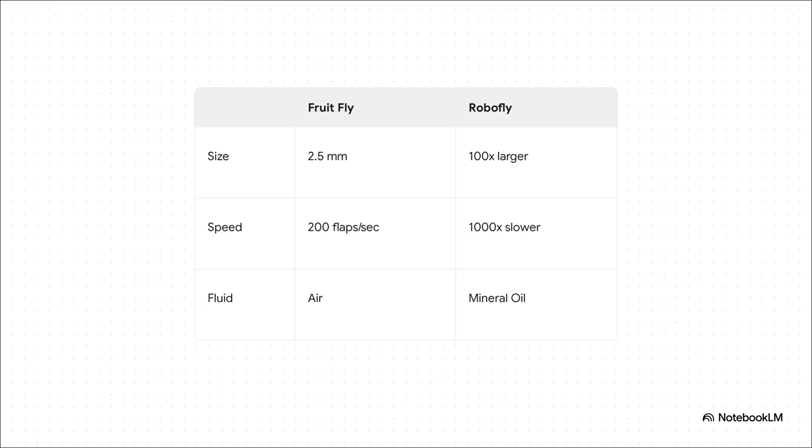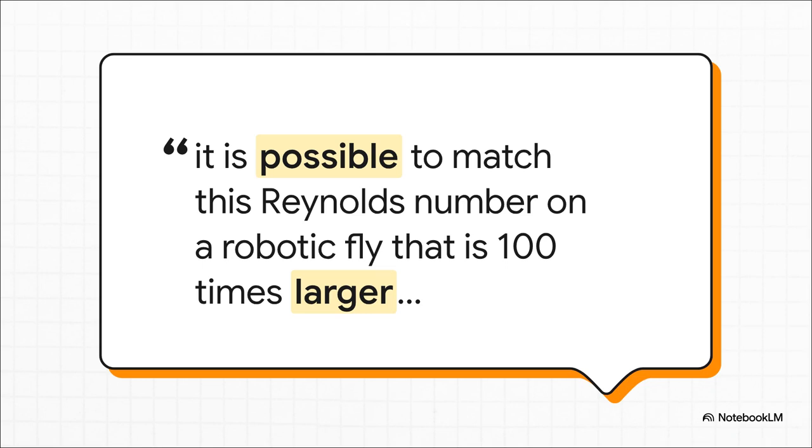Everybody, meet RoboFly. This thing is 100 times bigger than a fruit fly. It flaps its wings over 1,000 times slower. Oh, and it doesn't fly in air. It flies submerged in 2 tons of mineral oil. So why on earth all these bizarre changes? It's because every single one of those changes, the massive size, the slow speed, the goopy mineral oil, was all done for one reason. Listen to how the head scientist, Michael Dickinson, put it. They did it all just so they could match the Reynolds number of this giant robot to the Reynolds number of a tiny fruit fly.